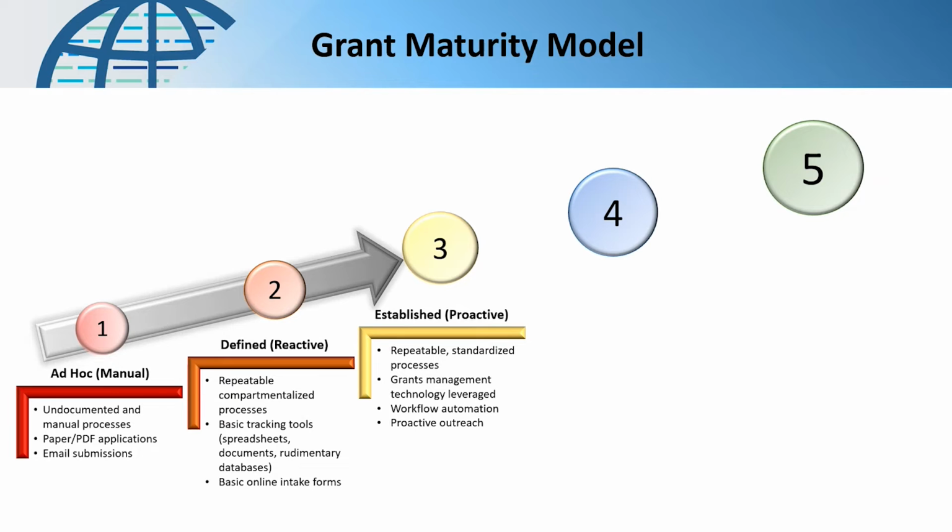At level 3, processes are fairly well established. Application management processes defined at level 2 are becoming standardized across the organization and can now be more easily automated using grants management systems.